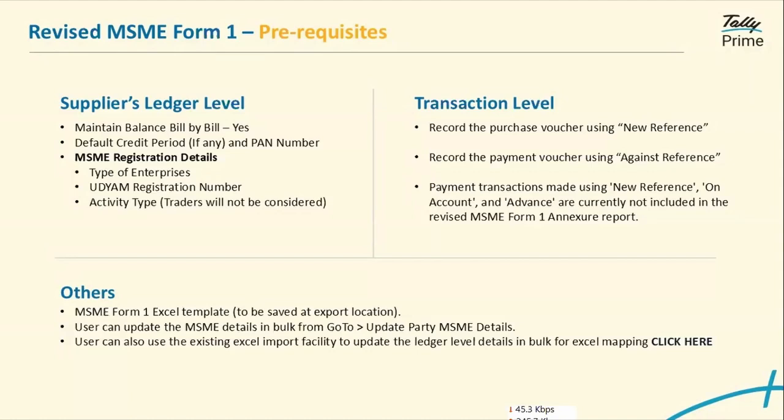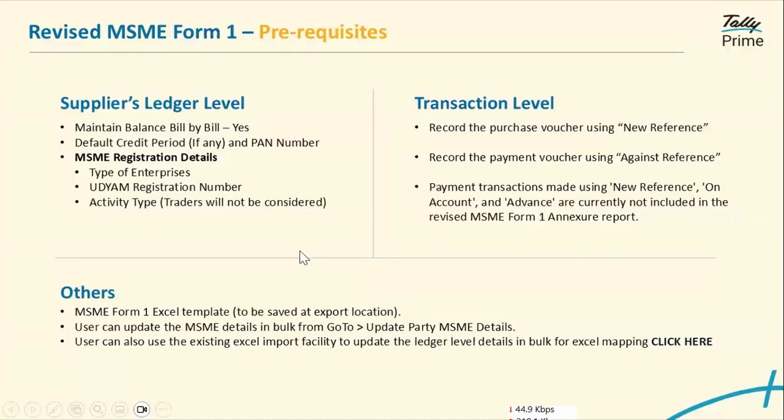This is a very common mistake which we make, that we put all the payments, or even the receipts, though receipts have nothing to do with this, under on account. That is something which is going to hit the accuracy of MSME Form 1. So we need to ensure that whatever payment we make, it is properly knocked off.